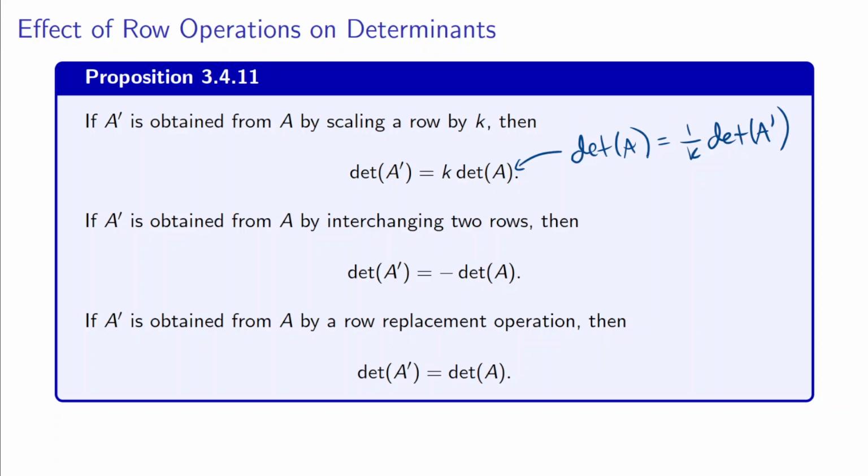Same thing down here. If A prime is obtained from A by interchanging two rows, the determinant of A prime is negative the determinant of A. I might just want to view this as the determinant of A is therefore negative the determinant of A prime, and then the row replacement does not change the determinant.